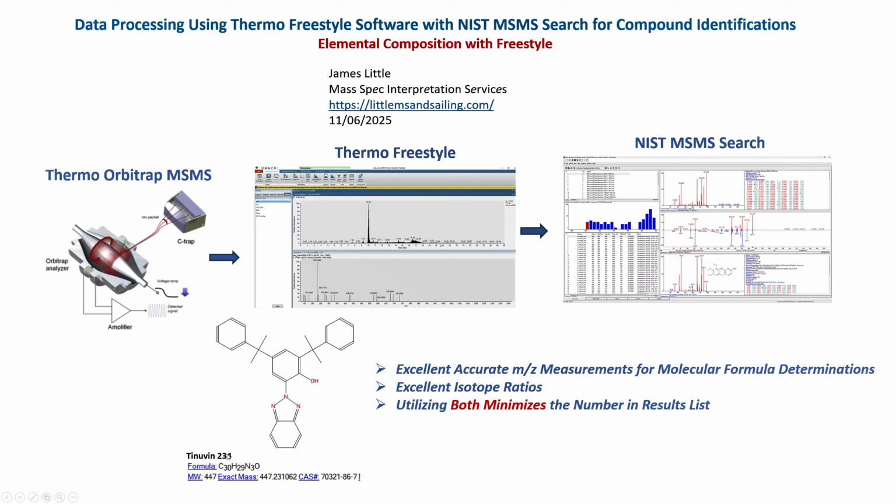I'll demonstrate it today with Tenevin 234, which has a molecular weight of 447 and a molecular formula of C30H29N3O. And so, of course, in the positive ion LCMS data, we'll get a 448 ion with accurate mass, with decimal places to the right of the decimal. And likewise, we'll get an M minus H in the negative ion mode at 446. So 446 negative, 448 positive. So let's go to the software and try it now.